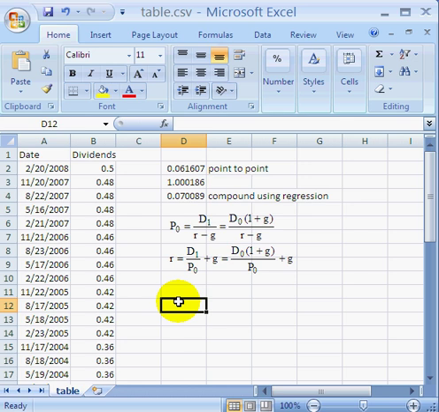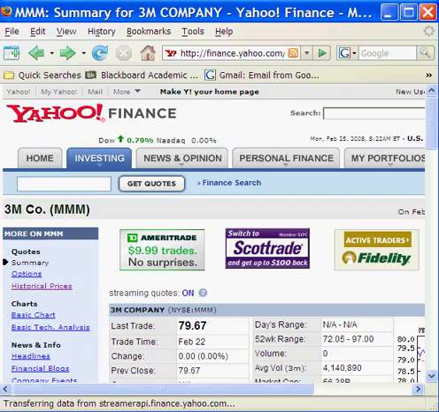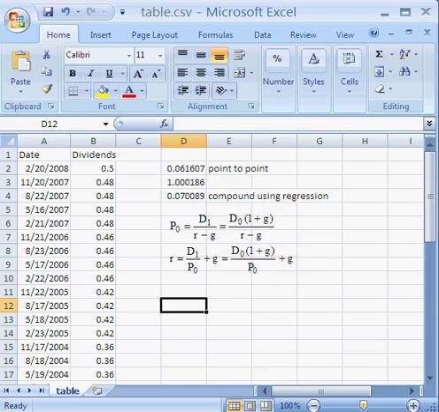We'd like to figure out what D1 over P0 is, or more accurately, what D0 times 1 plus G, because we know what the current rate of dividends is. We would like to know what next year's dividends are going to be, and divide by the current price. The current price, if you recall, is about $79.67. So let's figure this out. What is D1 going to be?